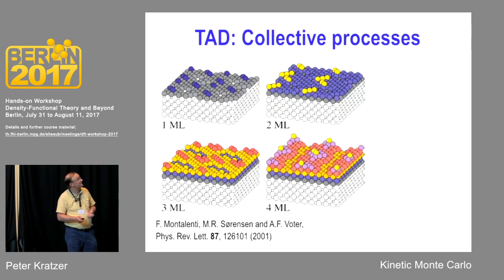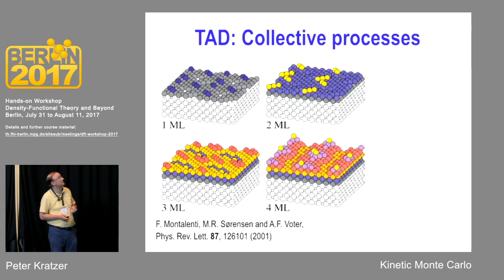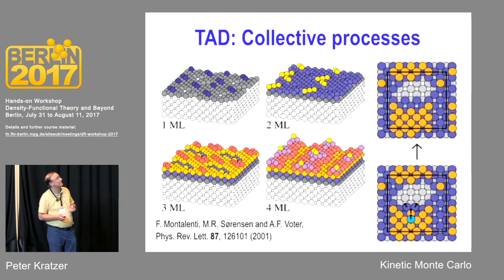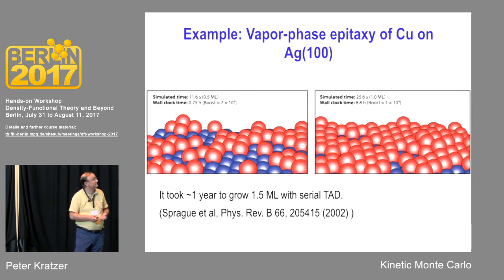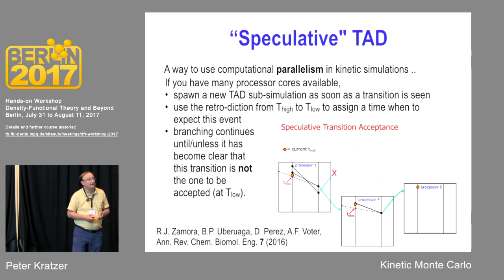And even this method allows you to study concerted processes, for example here in crystal growth. People found that there is a process, for example, where an atom climbs down from an island into the lower layer, and this is a concerted process where many atoms participate. So it's more demanding to model. But also this technique allows you to use parallel resources efficiently.